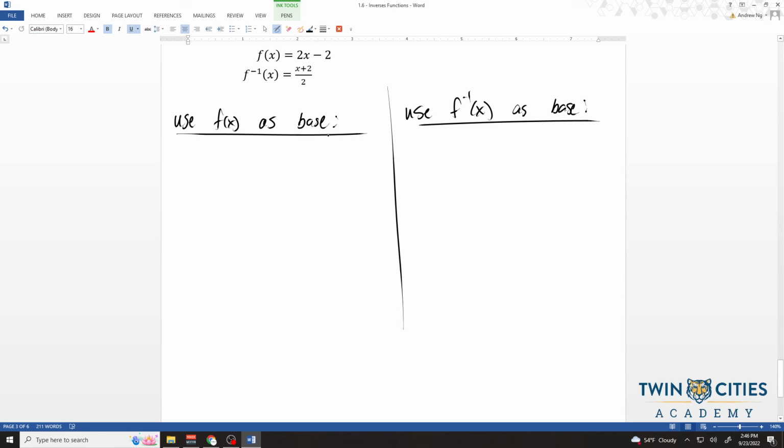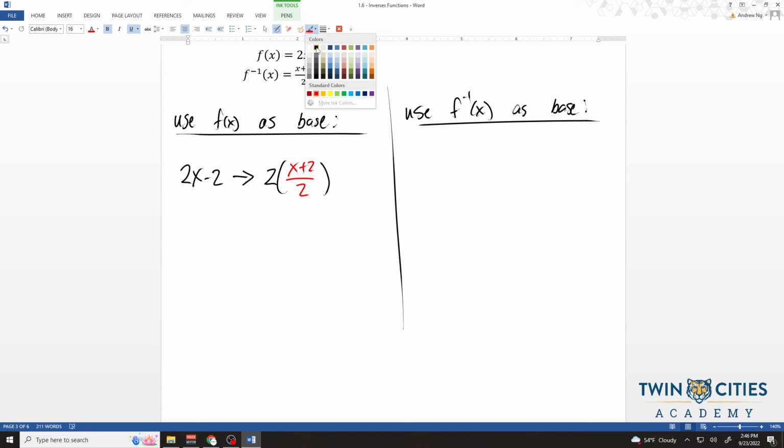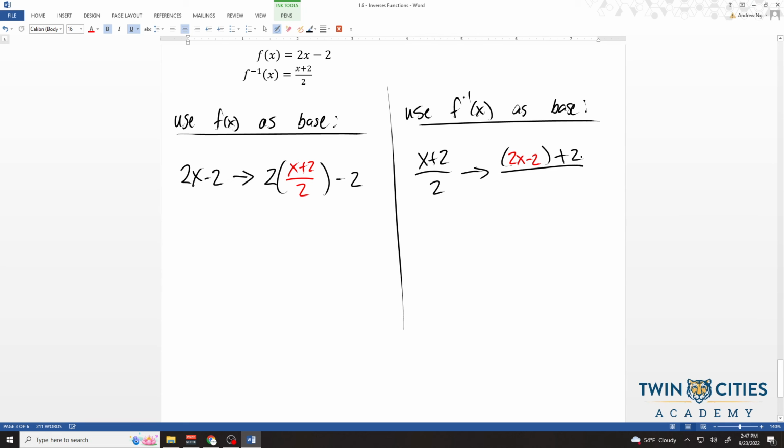So if f of x is a base, then I've got 2x minus 2. And instead of x, I'm going to plug in 2 times, and I'm going to plug in x plus 2 over 2. But I'll still have minus 2 at the end. Okay, for this one, I'm going to use x plus 2 over 2 as a base. And instead of x, I'm going to plug in f. So on top here, I'll have 2x minus 2. But I'll still have plus 2 and all over another 2.